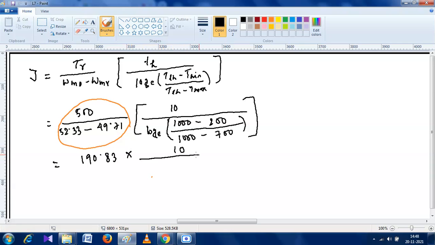190.83. Then write 10. Then calculate this logarithm part. First, this can be calculated in mind. This is 800, 1000 minus 200, that means 800. And the denominator part is 300. That means you have to calculate the value of log of 8 by 3. What is the value of log of 8 by 3? 23.47. Now calculate the value.